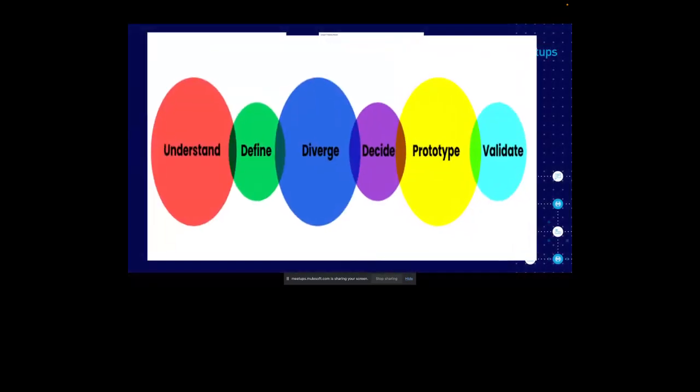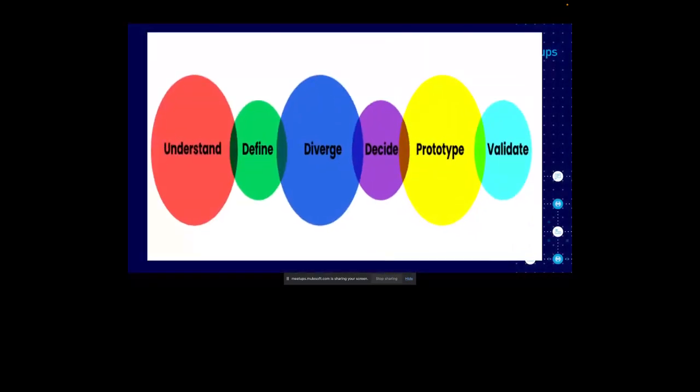Again, it's parallel, so you have to understand, define, diverge, decide, prototype. So this is sharing. You have to understand and define at the same time, and then define and diverge at the same time, and diverge and decide. So it's like a parallel thinking process, and then you have to prototype and validate at the same time. This is a model where you have to do multiple tasks at the same time, and share the thoughts accordingly.